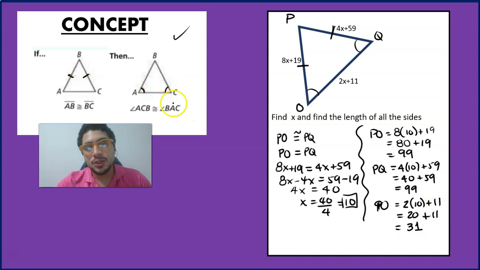So we basically used the converse of the isosceles triangle theorem to find that the sides were actually congruent. And then with that, we found x, and we just substituted all the way to get our answers. And that is pretty much it for today, guys.